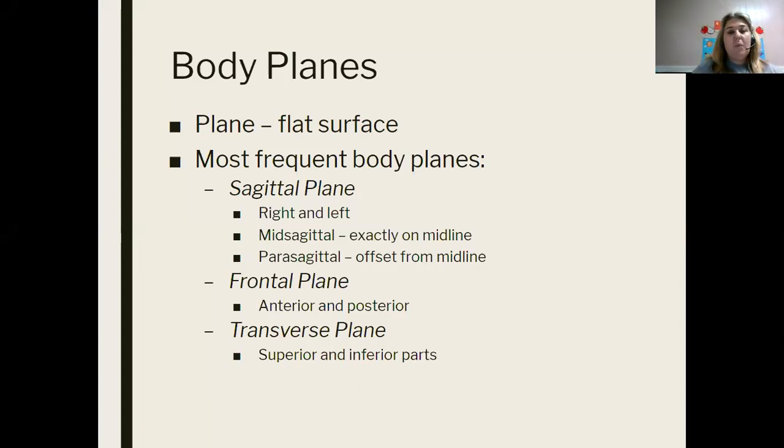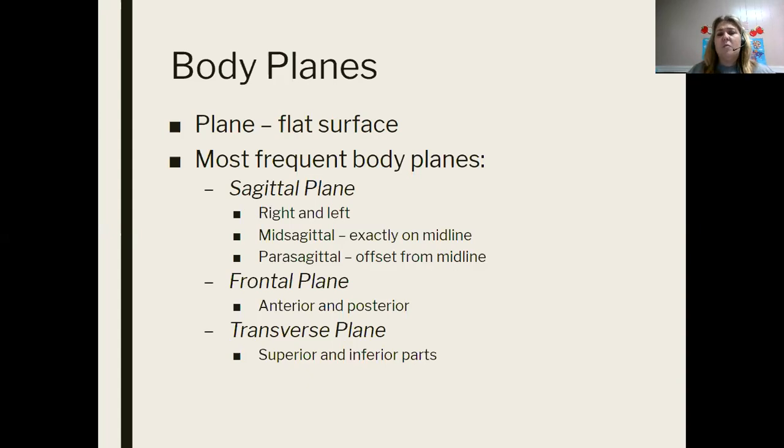So the first thing that I want to discuss are body planes. I know that you all study planes in math class, geometry, things like that. It's basically a flat surface. Our body too has planes, meaning we have flat surfaces. And we use those planes as identifying markers so that when you're doing things like dissecting, you know in which area you're supposed to cut, in which direction you're supposed to cut.